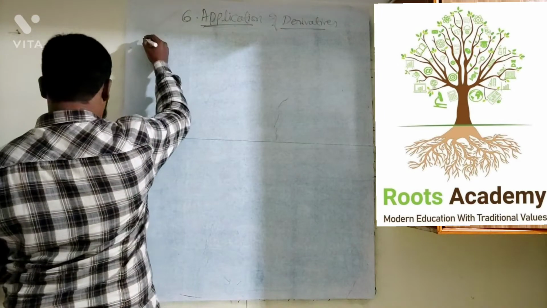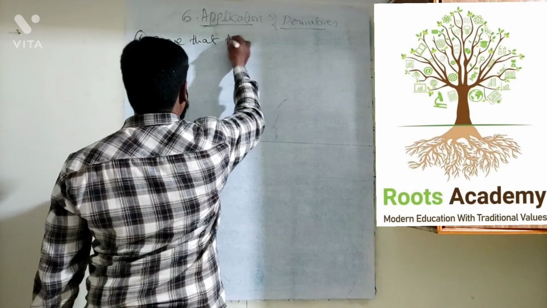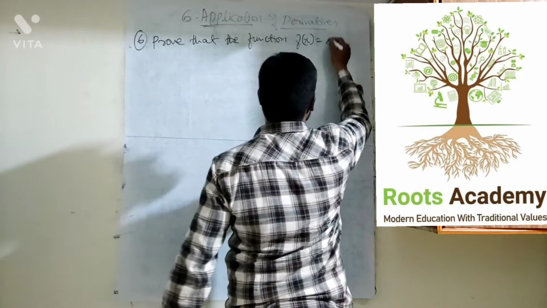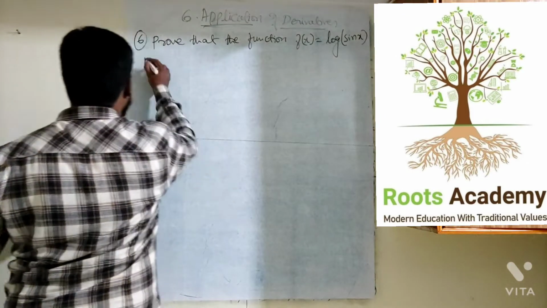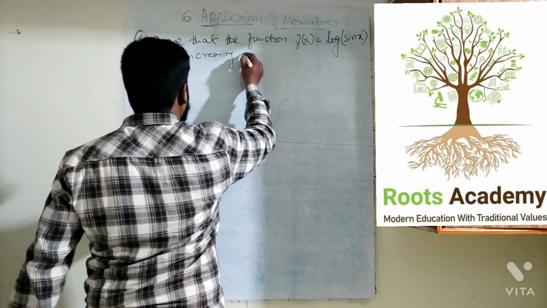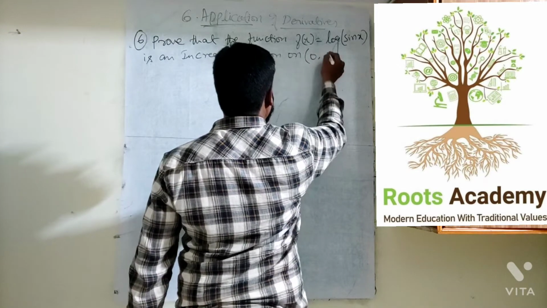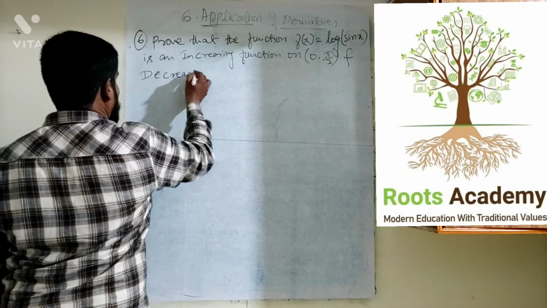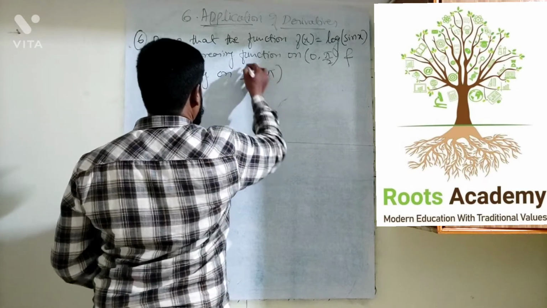Problem. Prove that the function f of x is equal to log of sin x is an increasing function on the open interval 0, pi by 2, and decreasing on pi by 2, pi.